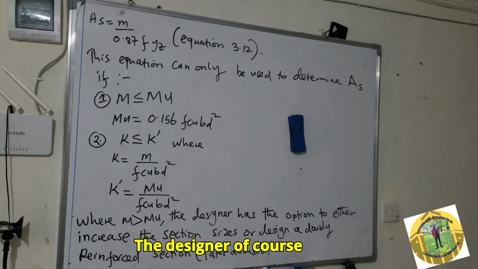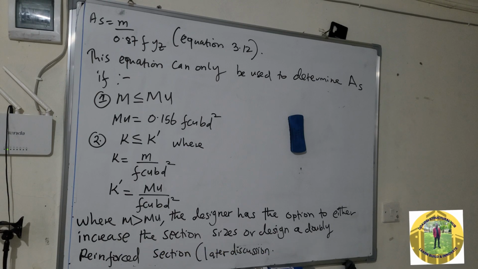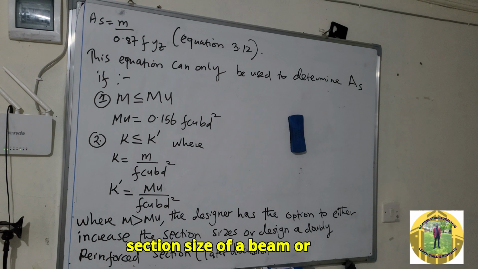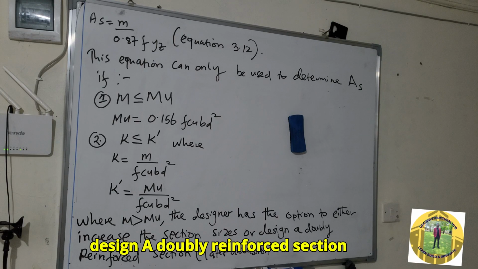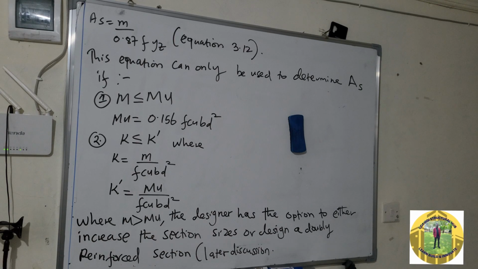Where M is greater than Mu, the designer, of course you, has the option to either increase the section size of the beam, or design a doubly reinforced section, which I will discuss later in this topic.